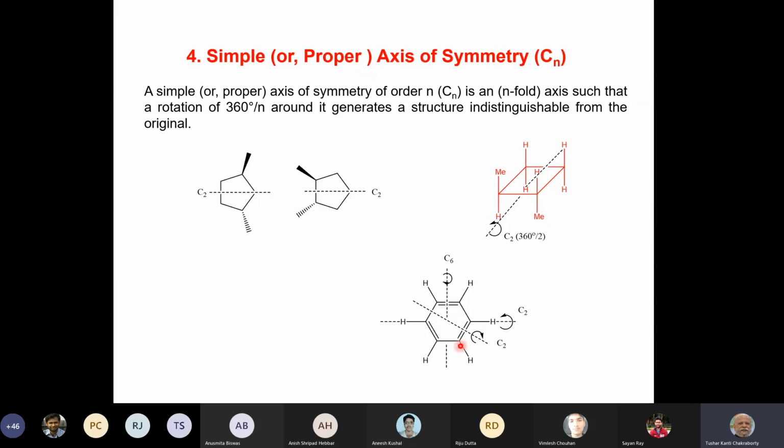Benzene ring can have many C2 axes of symmetry. It could be through this hydrogen, carbon, and this one, and then carbon, and then this hydrogen, or it can be through this bond. Those are all C2 symmetric, or you can have it also in the middle, and so you can rotate it by 60 degrees, and then you can see that you are getting an identical molecule. Since it is 360 by 60, you call it a C6 axis of symmetry.